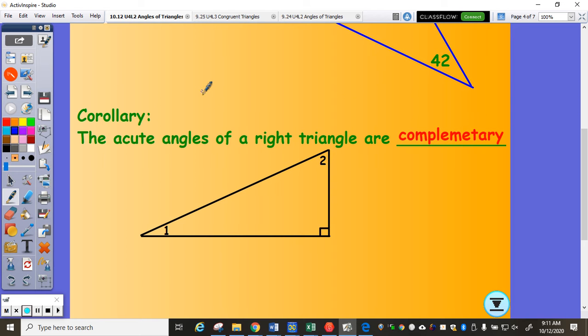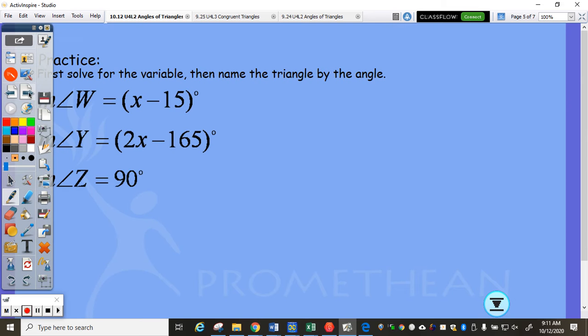Okay. Let me go back and change this slide. I did this slide a couple years ago and I didn't know how to spell that. Thank you for pointing that out.